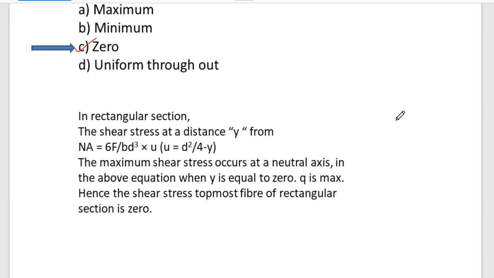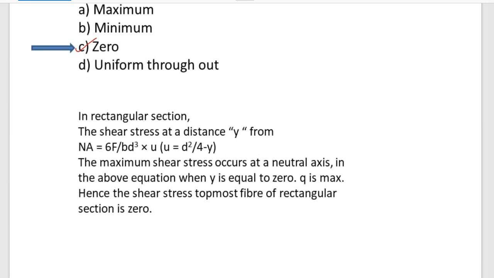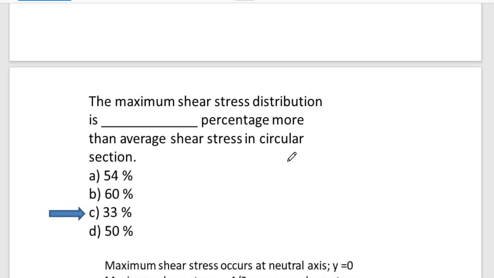So mainly the maximum shear stress occurs at the neutral axis. So hence we can say that the shear stress at the topmost fiber of the rectangular section will be 0. So we have a formula of shear stress, that is, if the distance is y from the neutral axis, this is the formula, and when y is equal to 0 we will get the maximum shear stress.